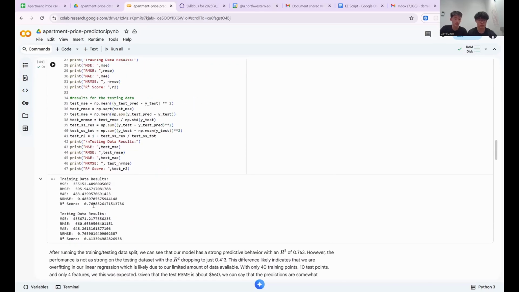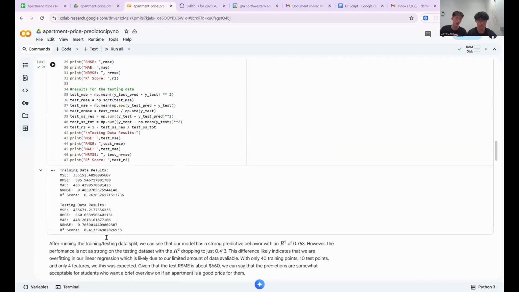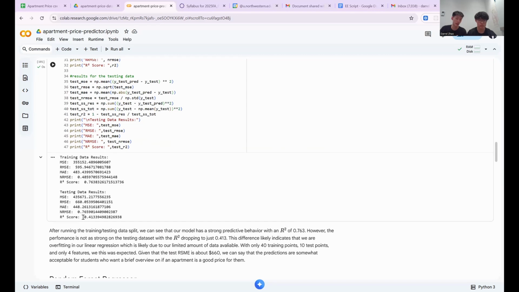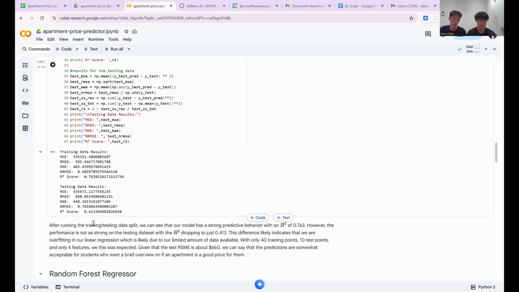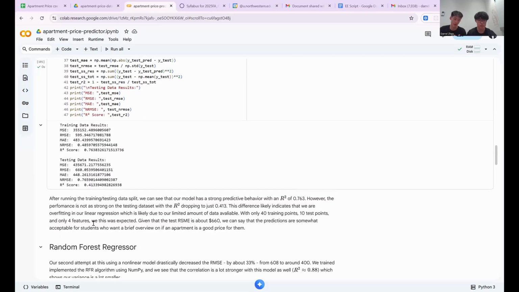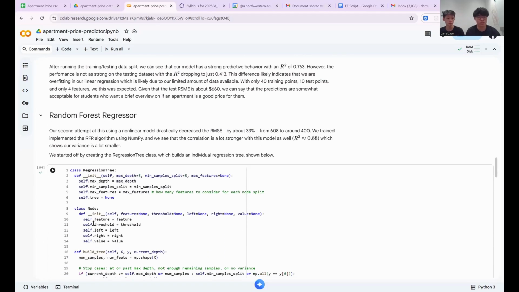In our results, we can see that for the training data, the R squared value is pretty good at 0.76. However, when we go to the testing data, we can see that the R squared score drops quite a lot. So this is probably telling us that our model is overfitting, which is expected given how our data set is only around 50 points. And also, given that our original model was only linear, it's worth exploring the notion that apartment price features are likely nonlinear, and therefore we use a nonlinear model.